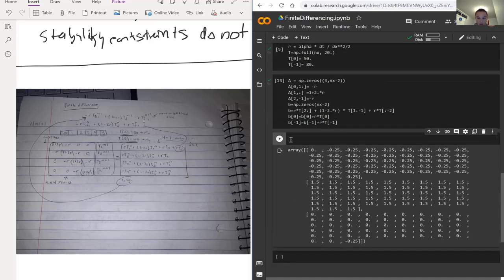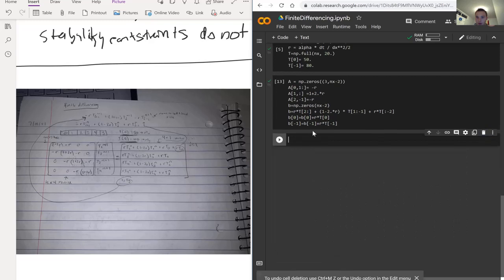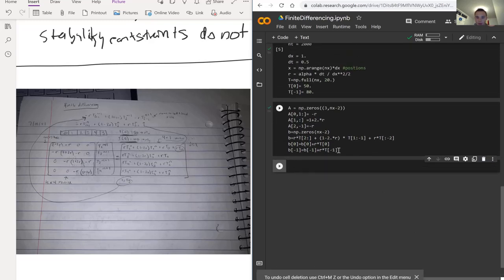So now what we're going to want to do is use the solve banded function and iterate through this in order to get our final temperature for our graphs, which will be stable in this case.